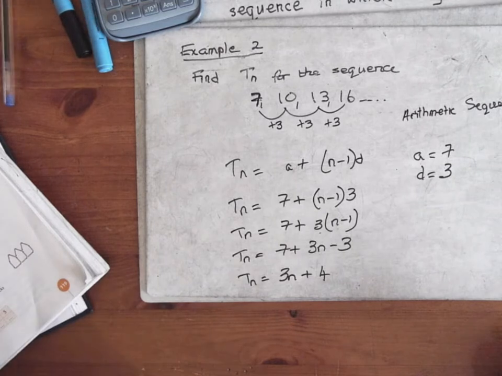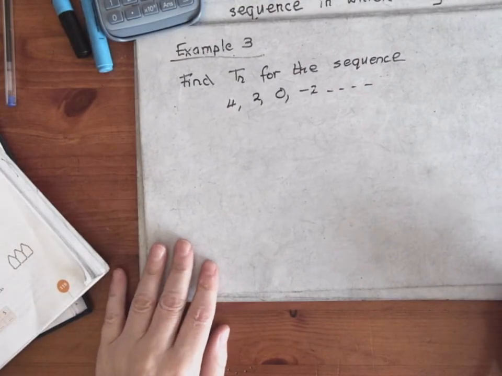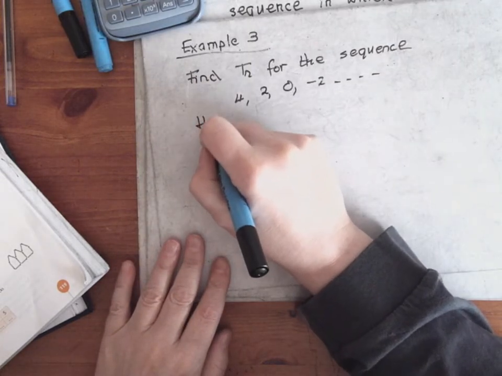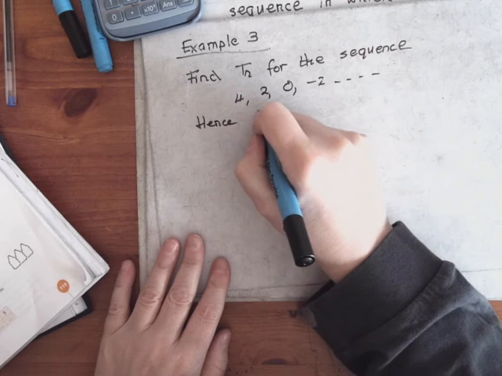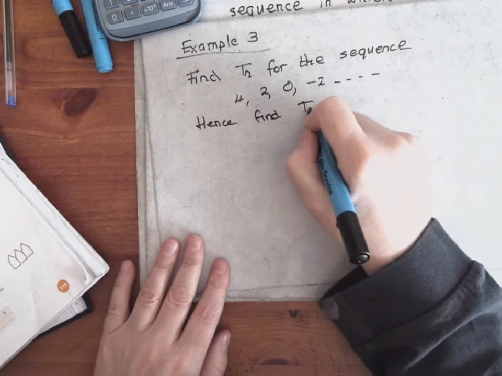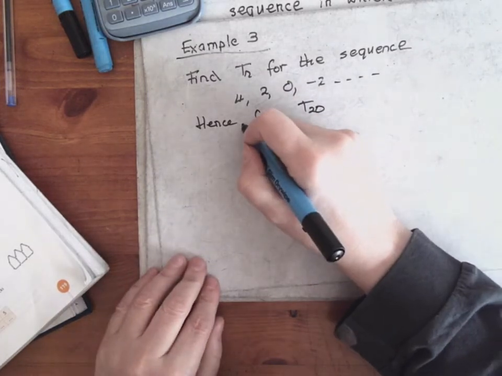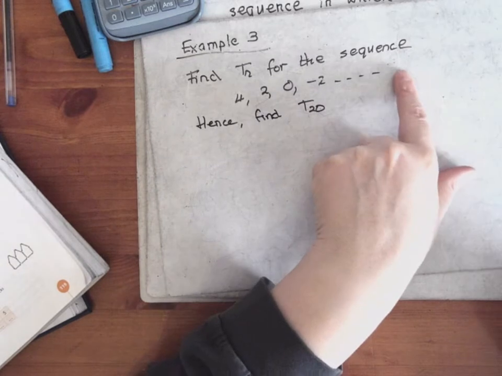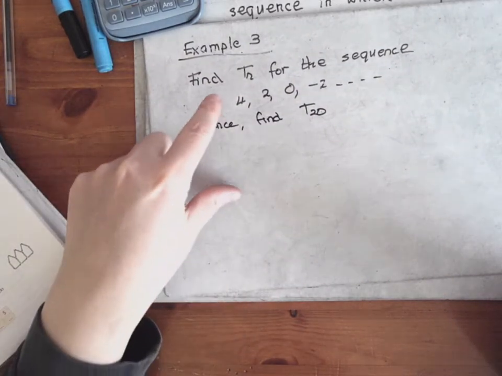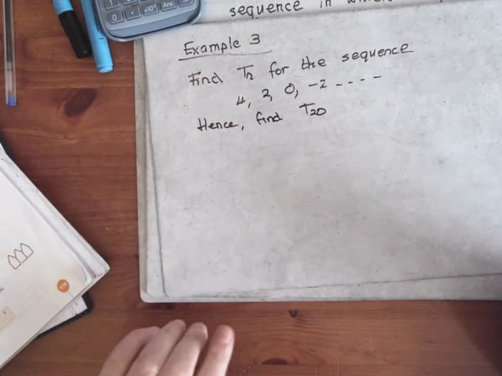Right. Example 3, right? Same thing. Here's the sequence, right? Find Tn, and I'm going to add on a bit, hence find T20. So you want to find the 20th term in the sequence. Hence means, that word hence means use your answer from the first part to do the second part. That's what hence means. Use your answer from the first part to do the second part.